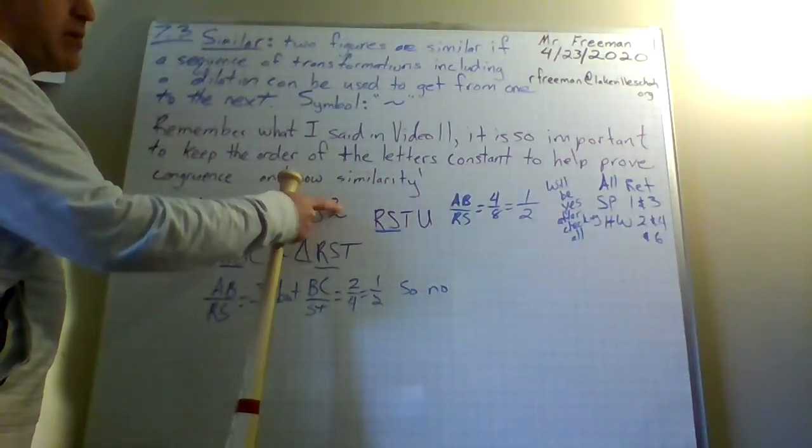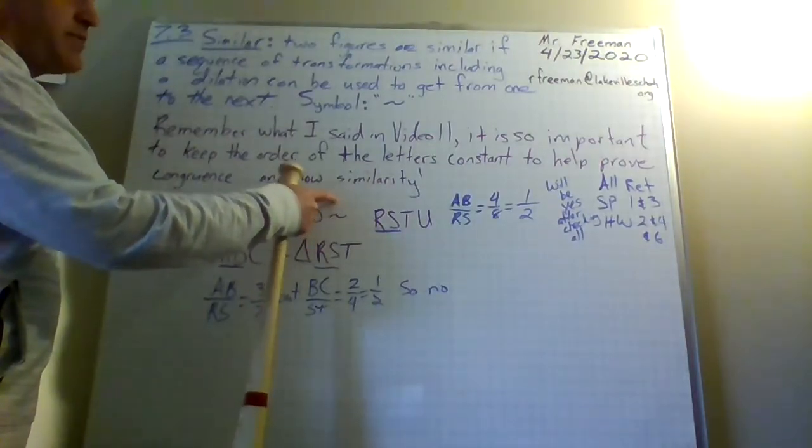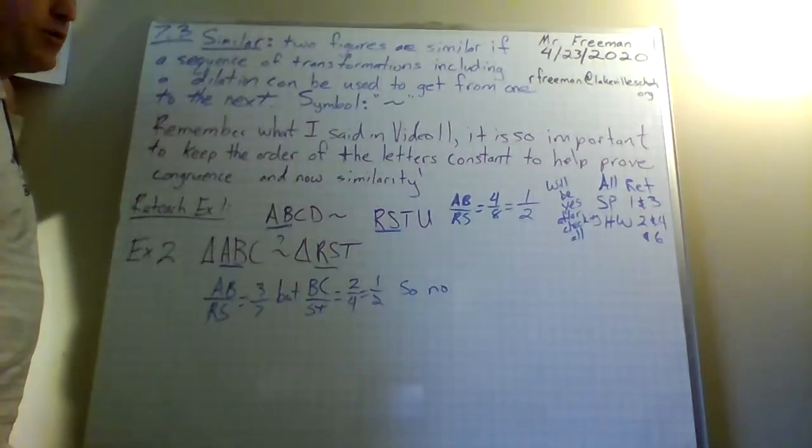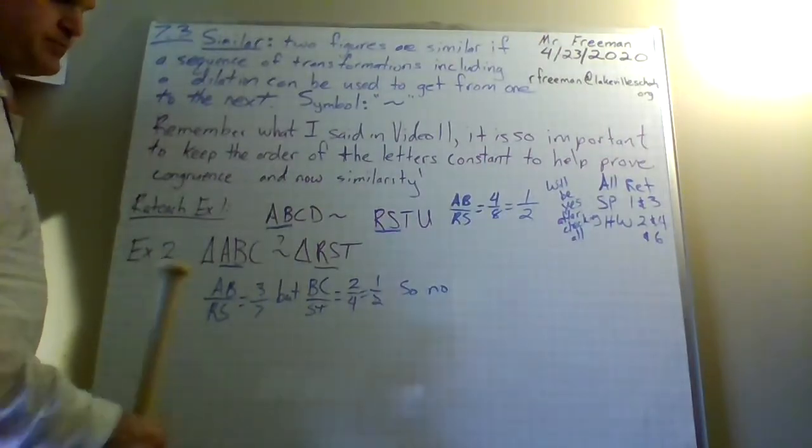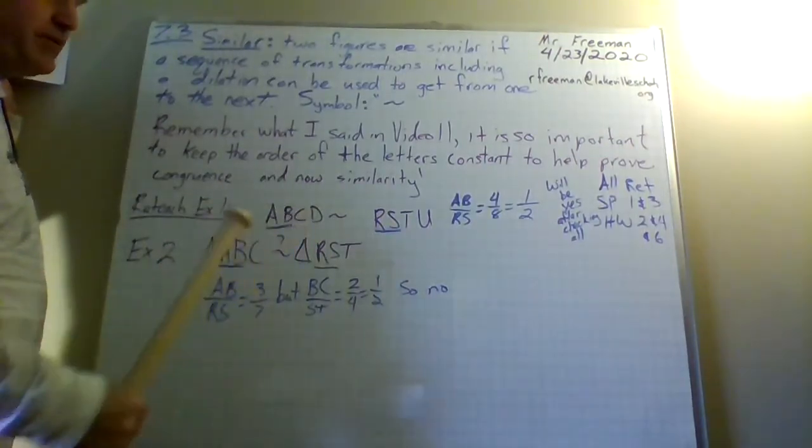I put a question mark above the similar sign when I was trying to do these for you. I can erase that because I know that that's similar. In the second example, they have two triangles.